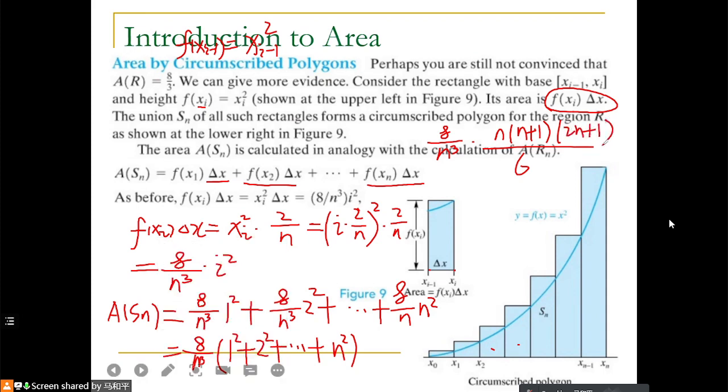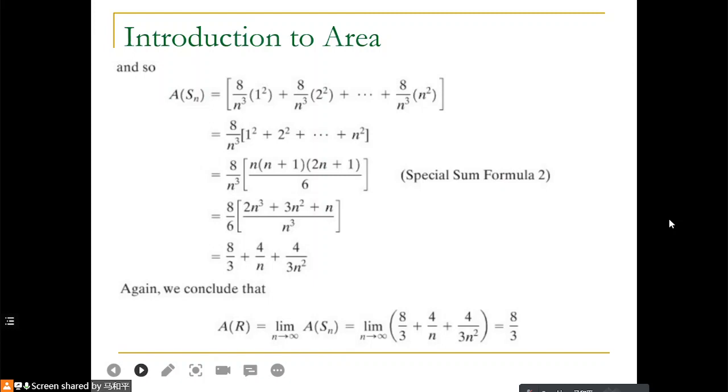2n plus 1. 2n plus 1, right? And then here, this one. And then the special sum formula 2: this is 2n cubed plus 3n squared plus n. And simplified, it is 8 over 3 plus 4 over n plus 4 over 3n squared.